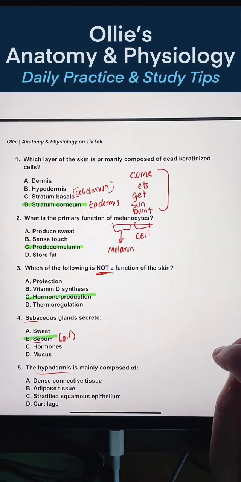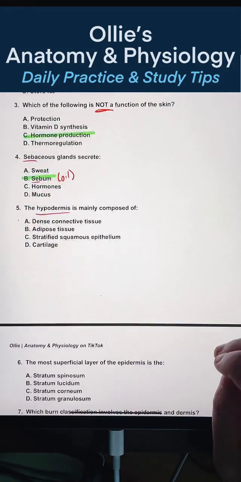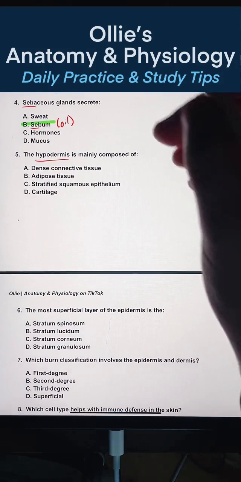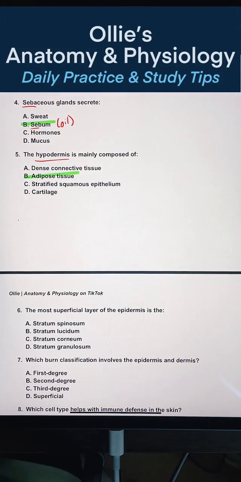The first answer was D, stratum corneum, for the layer composed of dead keratinized cells. It's the outermost layer. The hypodermis is mainly composed of B. It is adipose tissue. It's also known as the subcutaneous layer.